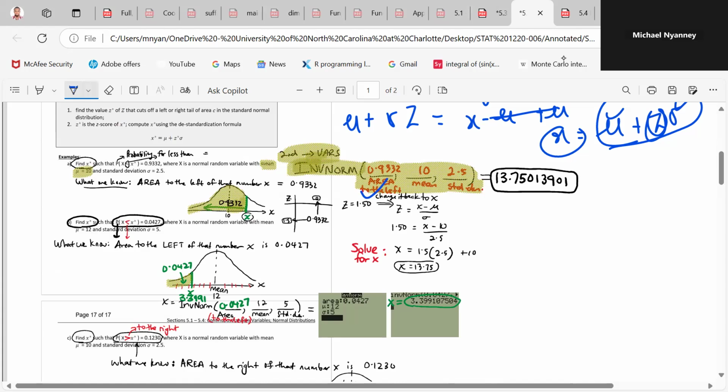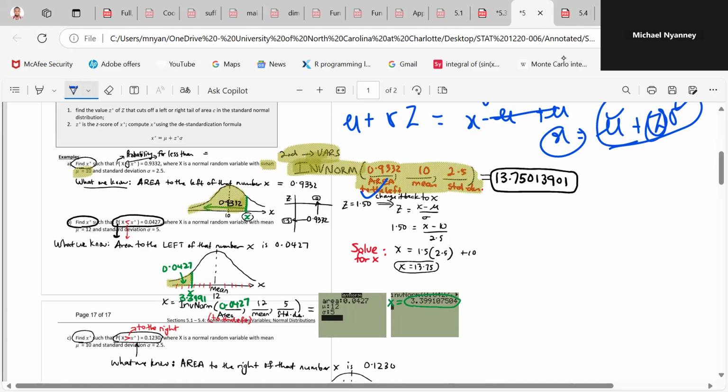But if your area is not to the left, then you have to subtract the probability given from 1 to get your area to the left. Since this sign tells us where our area is, the less than means that our area is located at the left, and greater than would mean that our area is to the right. Okay, so let's get to how to find this number.